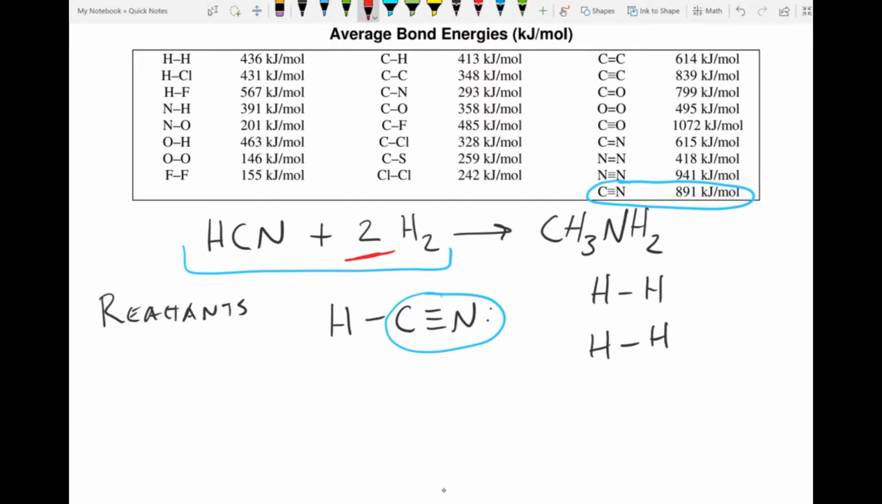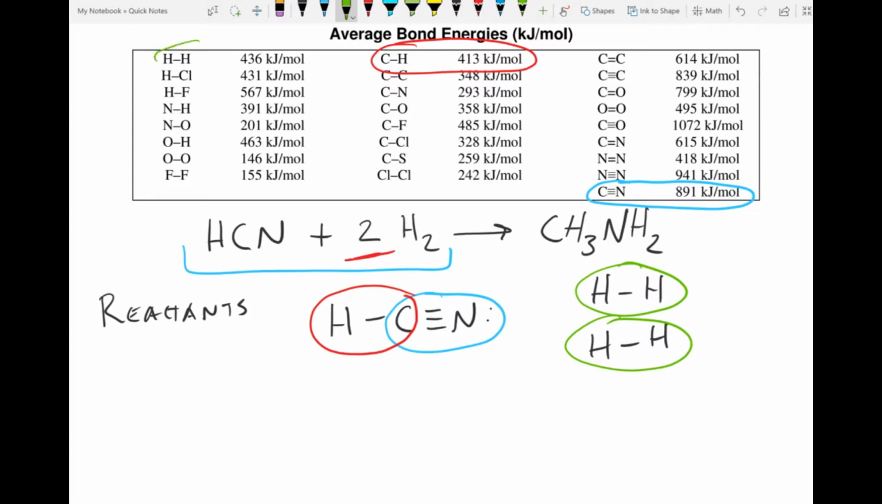And then at the same time, I also notice that I have a hydrogen bonded to a carbon, a single bond. I would look at that up here on the table, and you see it right here, 413. And then finally, I have the 2 off to the side, hydrogen bonded to hydrogen, both of these. And again, you just simply look at the table and you see exactly how much energy is going to be within that bond.